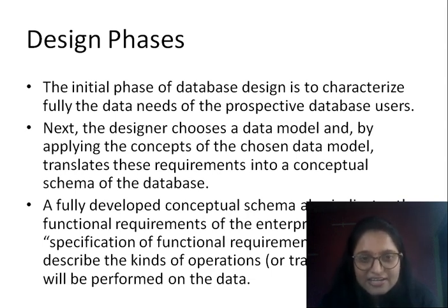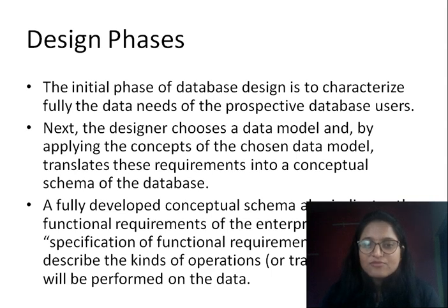Next, the designer chooses a data model. After the designer chooses one data model, by applying the concepts of the chosen data model, they translate these requirements into the conceptual schema of the database. We already covered the conceptual schema. There is only one conceptual schema for one database, right? In a conceptual schema, all entities and the relationships among all the entities are discovered. So this is known as the design phase for our database, right?